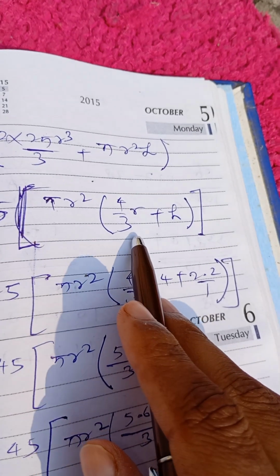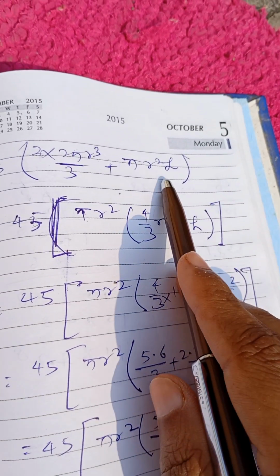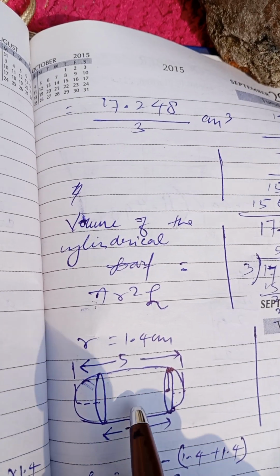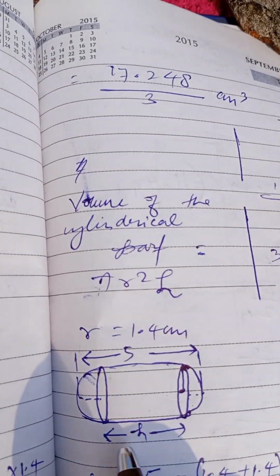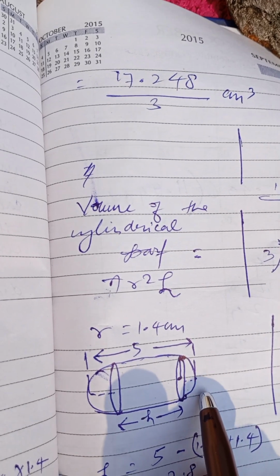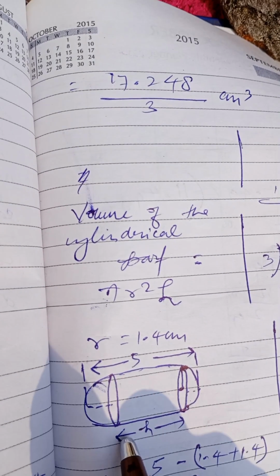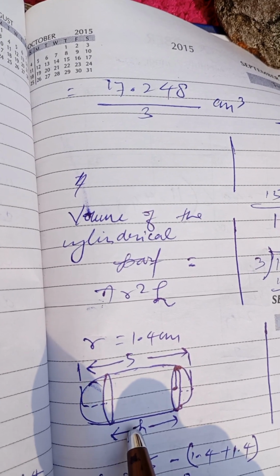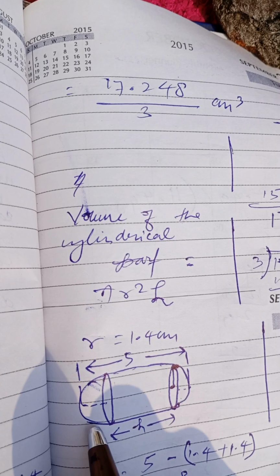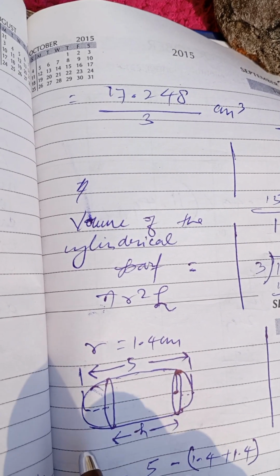We have to put the value of r, 4 by 3 into 1.4 plus height. Now this height belongs to this cylinder. In the question it is given that the length of the gulab jamun is 5 centimeter. So length will be considered from this point to this point, but we have to calculate the height of this cylindrical part. The only difficult part of this question is how to find the height of this cylindrical part. This part is nothing but the radius of this hemisphere.